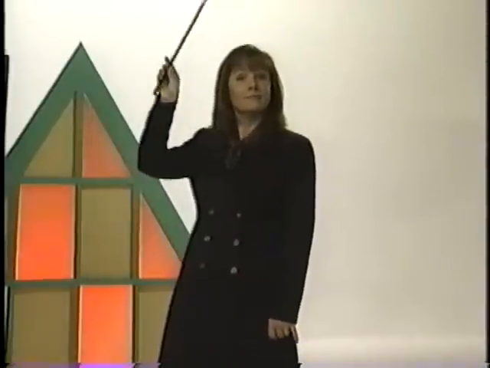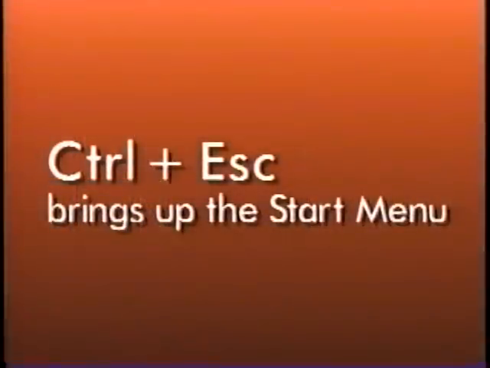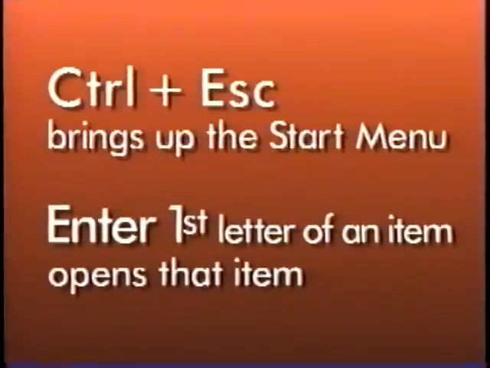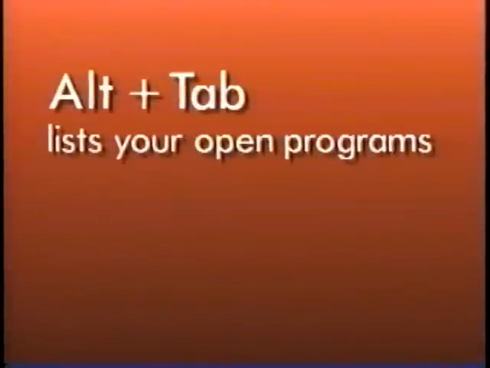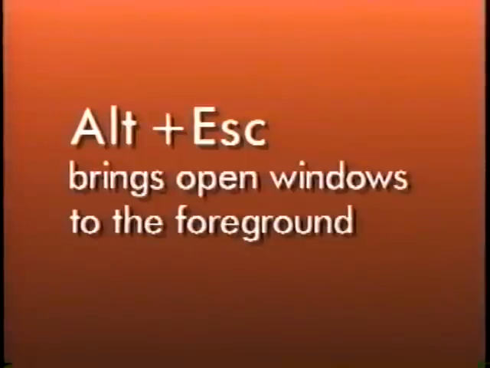Now let's quickly review those keyboard shortcuts. Control and Escape at the same time brings up your Start menu. Entering the first letter of the item on the Start menu brings up that program or opens the corresponding menu. Alt plus Tab brings up a list of your open programs in Windows, and tapping on the Tab key cycles you through them. Alt plus Escape cycles you through the buttons on your taskbar, and if the program is opened as a window, it brings it to the foreground.